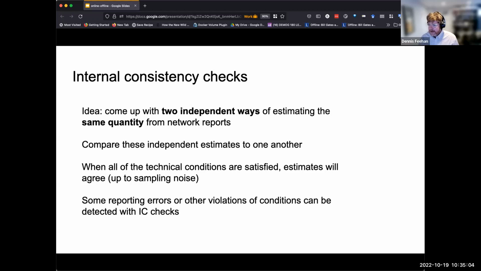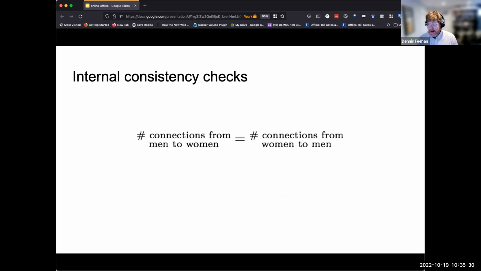When all of the technical conditions of the estimator are satisfied, these estimators should agree, because they're estimating the same quantity, modulo some sampling noise. When the assumptions that go into the estimator are violated, then these estimates might not agree. So these internal consistency checks are a way to assess whether some of the conditions that the estimator relies upon have been violated.